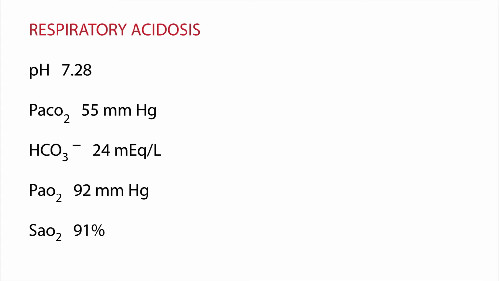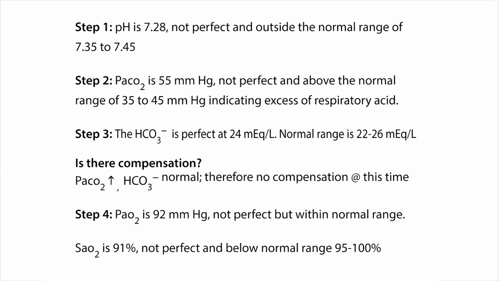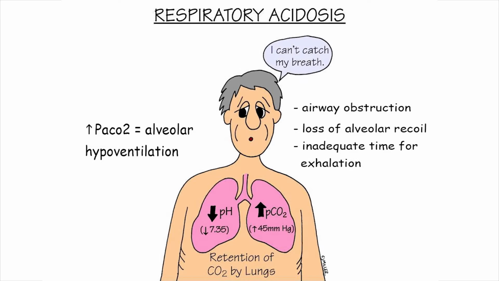Respiratory acidosis. Let's take an example. pH of 7.28, PaCO2 of 55, bicarb 24, PaO2 at 92, SaO2 is 91%. So let's start. pH of 7.28. It's on the acidotic side. Question 2 is, where is the acid being generated? Respiratory or metabolic? Look at the next level. PaCO2 is 55. Respiratory acid is accumulating. Bicarb is 24. It's perfect. Metabolic acid is not present. Let's investigate further.